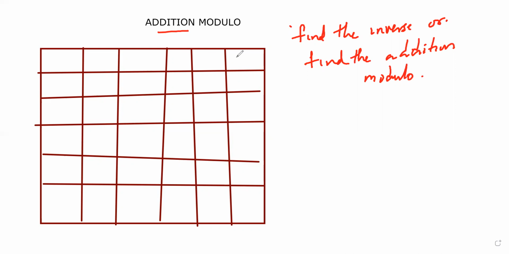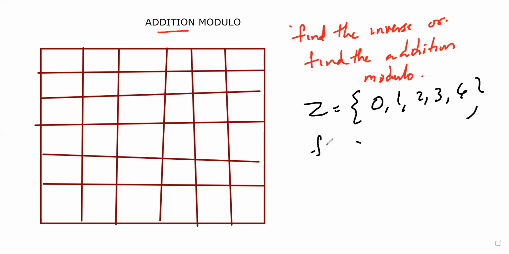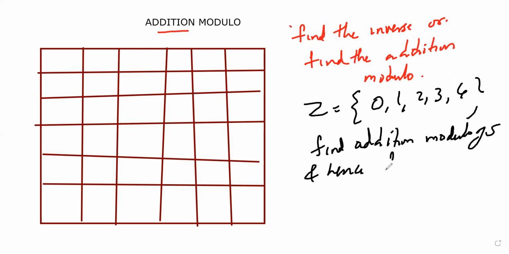So I'll just tell you a sample question. Z is equal to 0, 1, 2, 3, 4. Okay, the question is find the addition modulo of 5, and hence find, let me take one question, find 3 inverse. Okay, so this is the question.